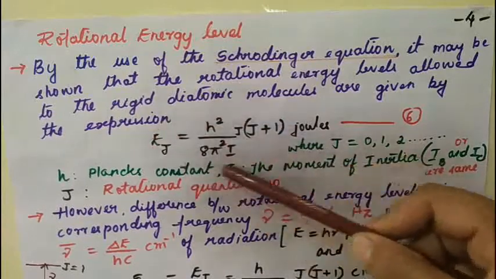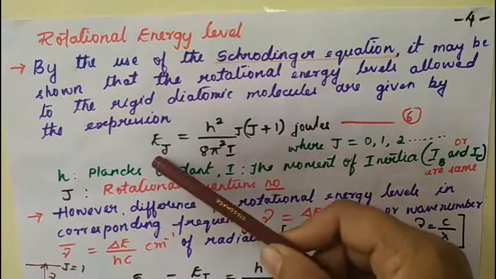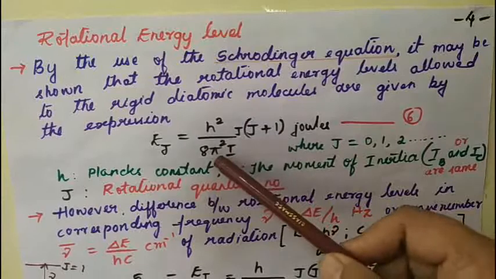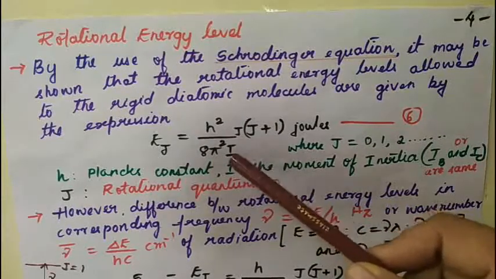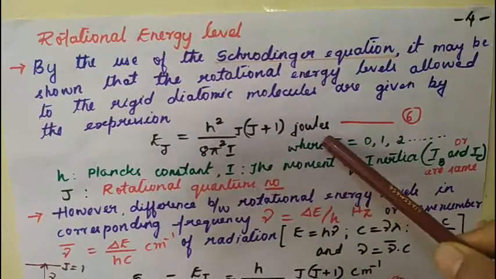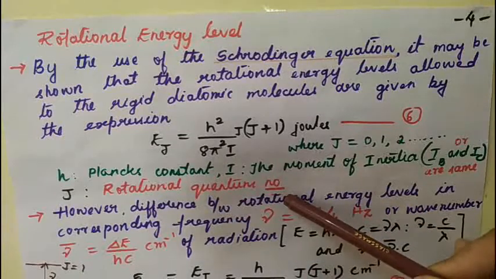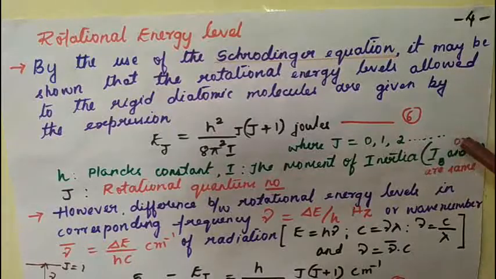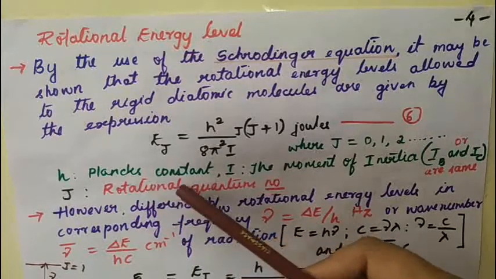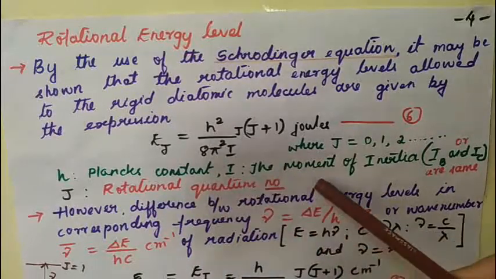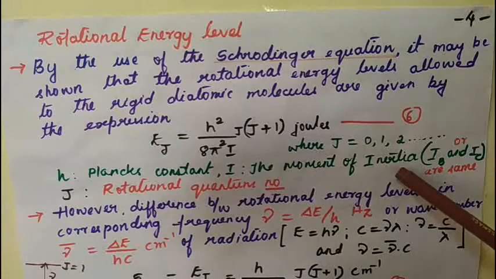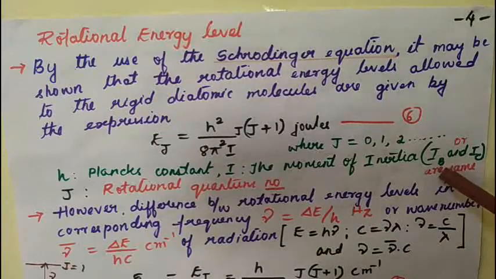So which is written over here is nothing but E subscript j is equal to h square divided by 8 pi square I, j into j plus 1 joules, where j is the rotational quantum number. It takes the value 0, 1, 2, 3, etc. Now h is the Planck's constant and I is the moment of inertia. So we may consider either I subscript B or I subscript C.